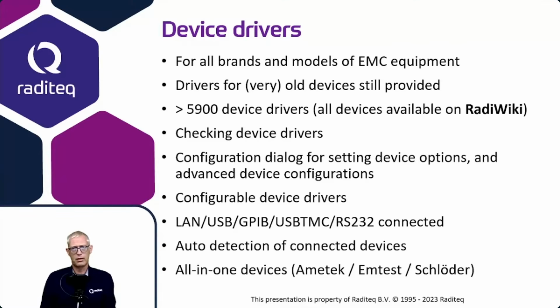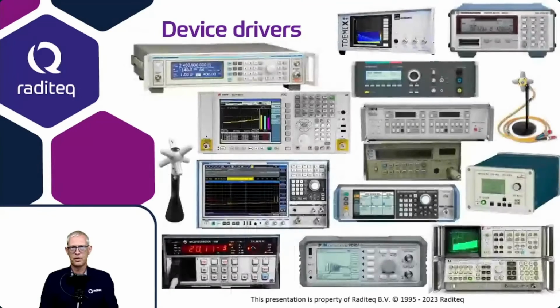And also there are all-in-one devices like the Emitec CWS generators, and also Schleuder and EMTest. They are creating devices where they have a signal generator, amplifier, power meter, and coupler all in one box. RadiMation sees them as different components, but also those devices are able to be controlled by RadiMation and fully supported.